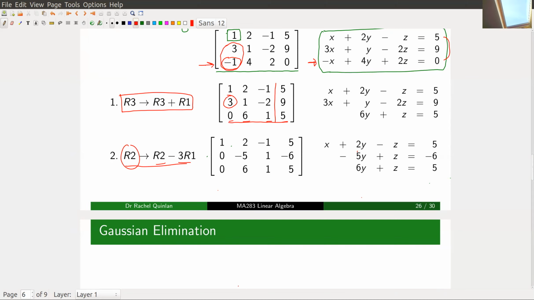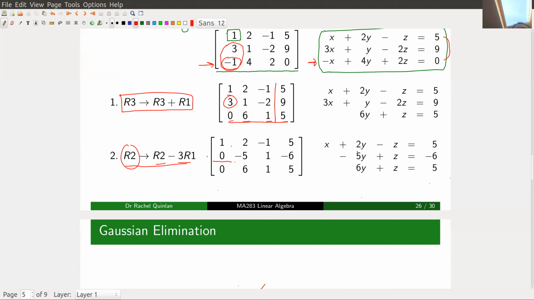Okay, anyway, what we're doing here is we're adding minus 3 times row 1 to row 2. So in the first entry, we get 3 plus minus 3 times 1, that's 0. Second entry, we get 1 plus minus 3 times 2, that's minus 5. Third entry, we get minus 2 plus minus 3 times minus 1, that's minus 2 plus 3, so it's 1. And fourthly, we get 9 plus minus 3 times 5, that's 9 minus 15, so it's minus 6.